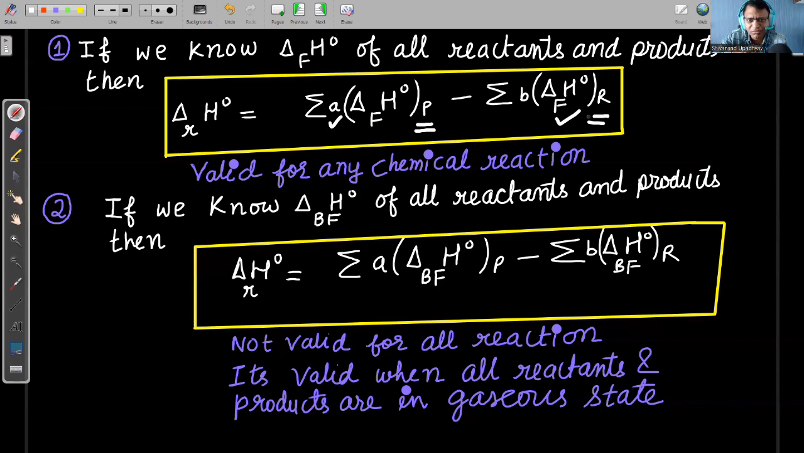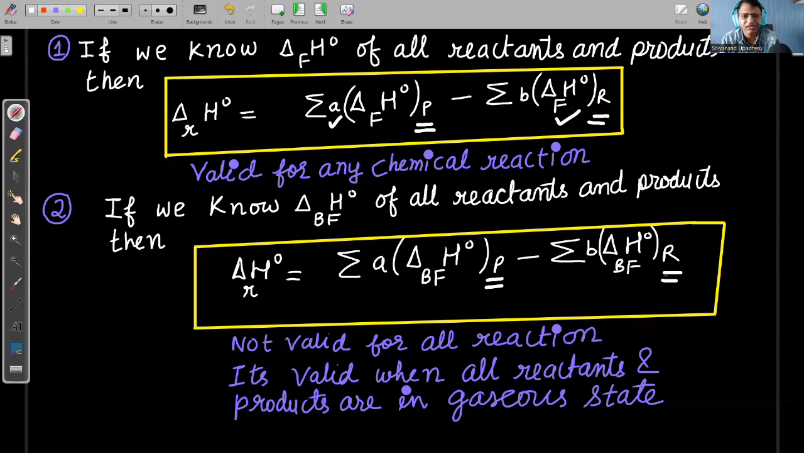The second condition is when heat of bond formation is given. We are going to discuss the difference between heat of formation and bond formation. If heat of bond formation of all the reactants and all the products is given, then we can apply the formula: summation heat of bond formation of product minus summation heat of bond formation of reactant, with their stoichiometric coefficients. So again, whenever the word formation comes, apply product minus reactant. So in 2 formulas it is product minus reactant, and in the other 2 it is reactant minus product. If heat of combustion is given, do heat of combustion of reactant minus heat of combustion of product. If heat of bond dissociation is given, then reactant minus product.